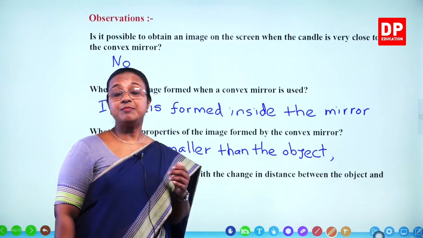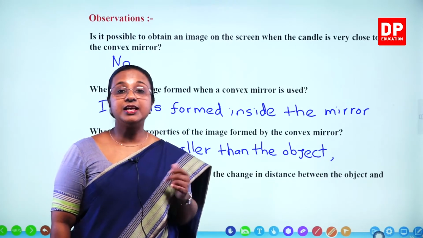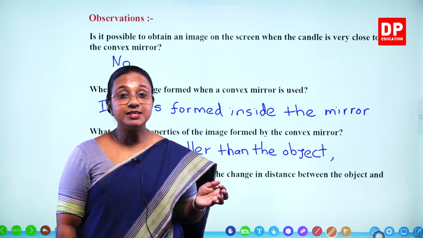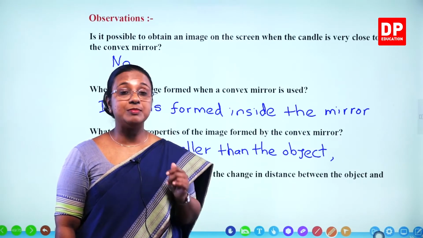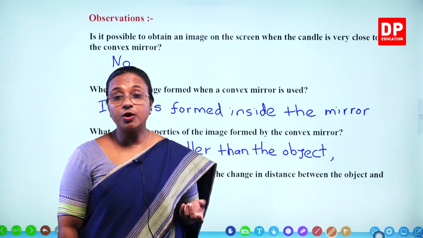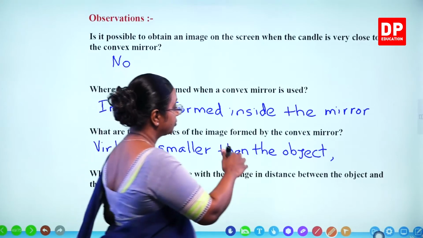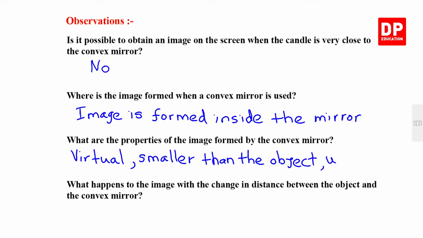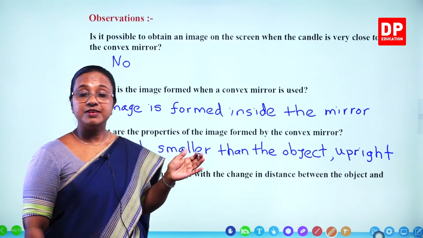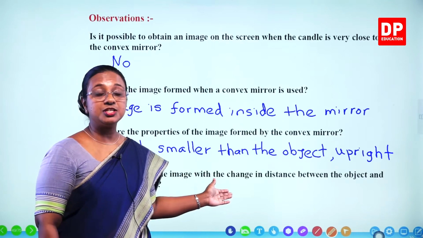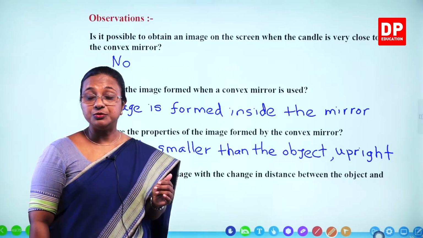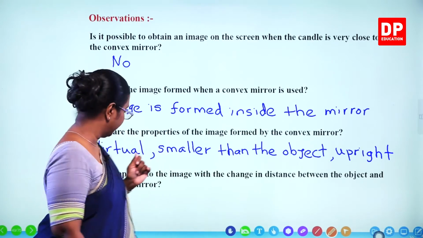Was it in the same direction or was it inverted? It was in the same direction. You were able to see that. So what do we call that image? As an upright image. So that is the other property. So here under observations we have answered the questions based on what you saw during the activity.